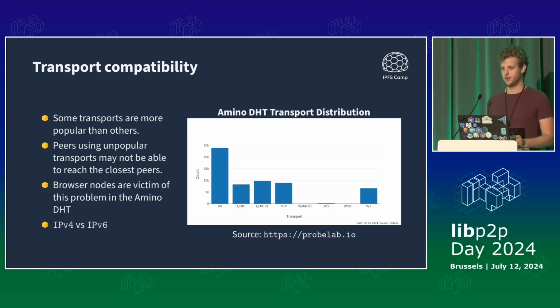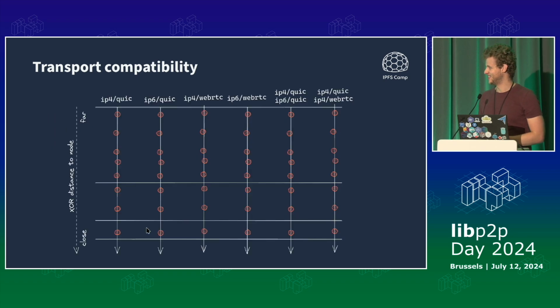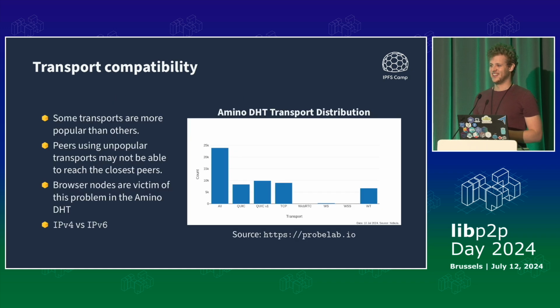Now, another problem that we face a lot with the DHT is the transport compatibility. So Alex showed the same plot yesterday. We can see that the browser nodes have a low presence in the DHT, and that's a problem because if you want to use the DHT from the browser, you're just going to find QUIC or TCP peers, and you won't be able to open a connection to them. So yeah, in the Amino DHT, that's really a problem for browser nodes.